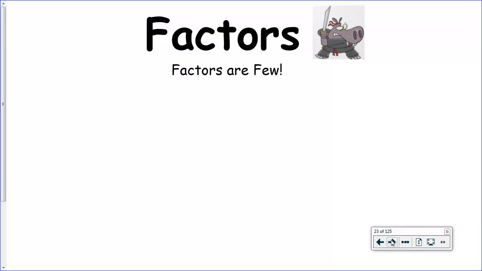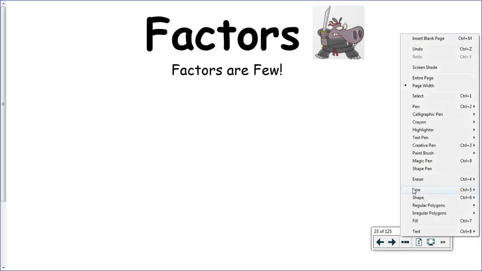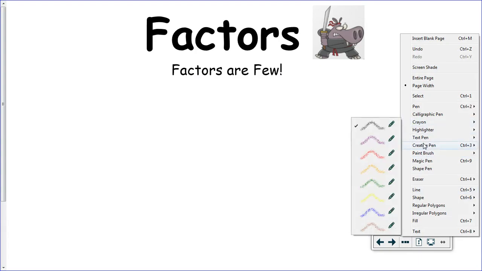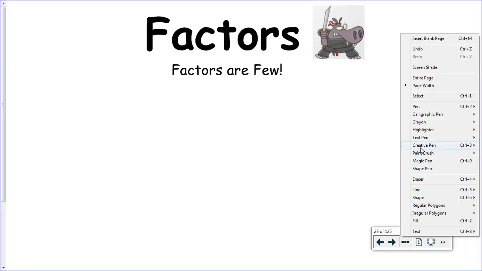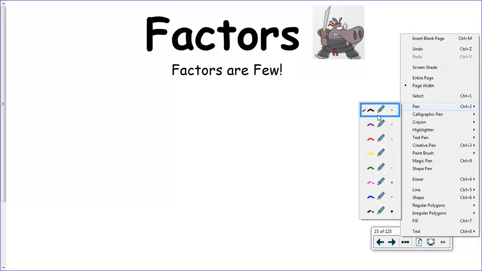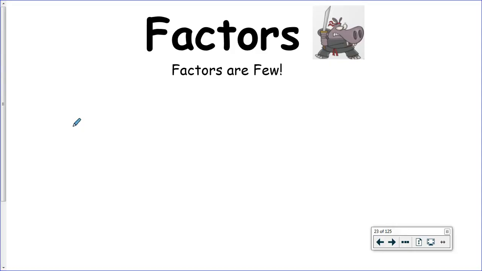So to start, we're going to do one example together in your notebook. We're going to make the factors of 24. That's what we're going to do together. I'm going to grab a pen here so that I can actually write on here. All right, so the factors of 24.